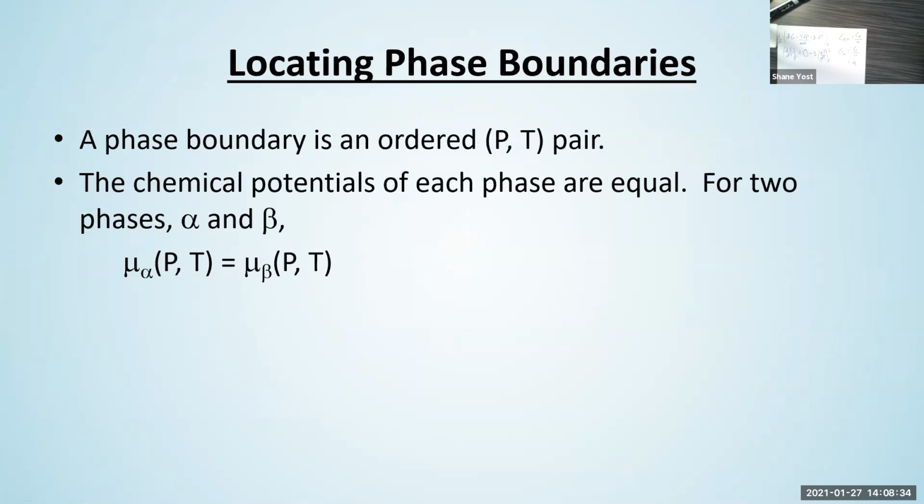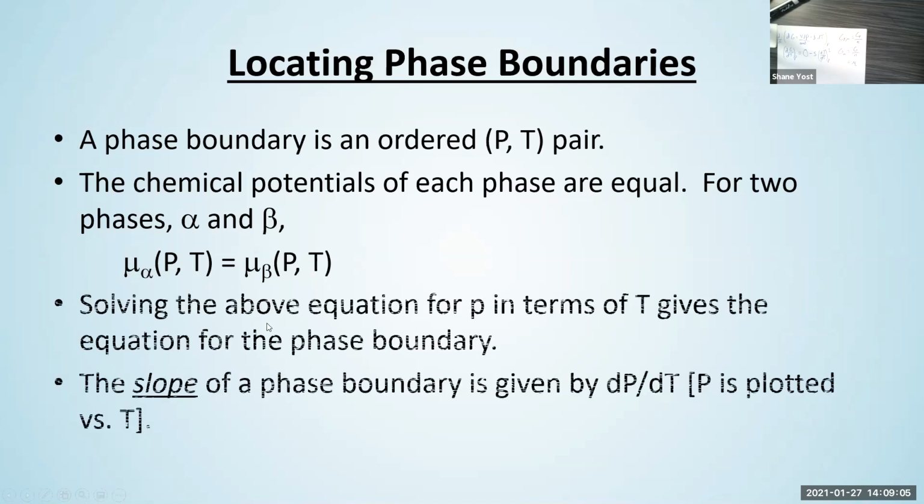Now, at a phase boundary, you have to have some certain combination of pressure and temperature where the chemical potentials between the two phases are equal. So the chemical potential in the alpha phase, say a solid, and the beta phase, alpha and beta here just like solid, liquid, gas, whatever the phase might be. So at a phase boundary, those two things are equal.